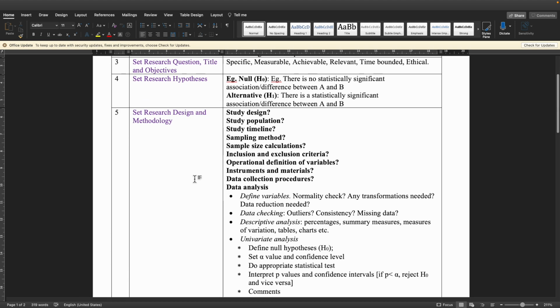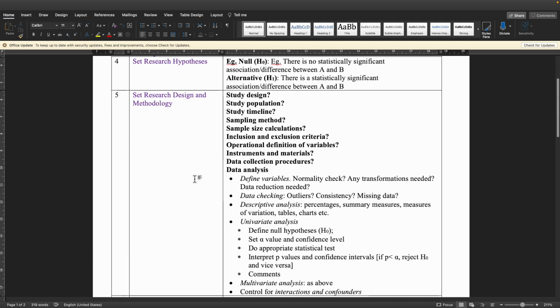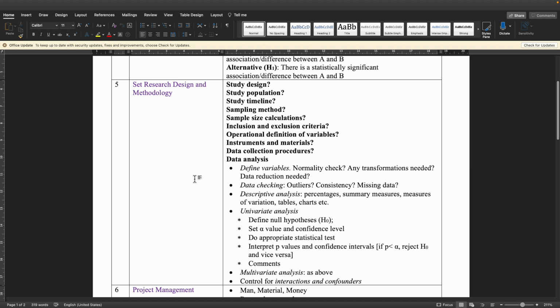Fifth, set the research design and methodology. What is the study design? Is it observational or experimental? If experimental, is it community trial or clinical trial? If observational, is it descriptive or analytical? If analytical, is it cross-sectional, case control study, or cohort study?